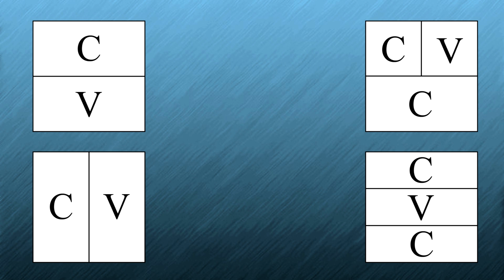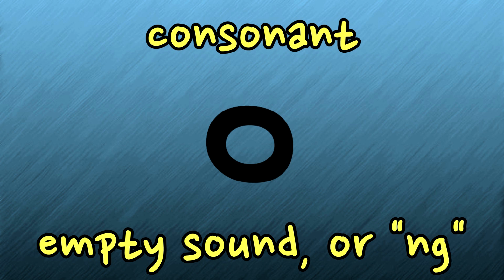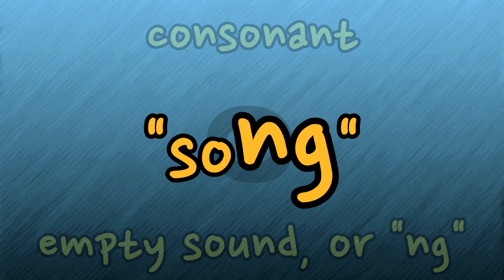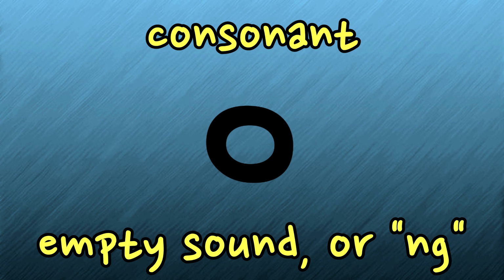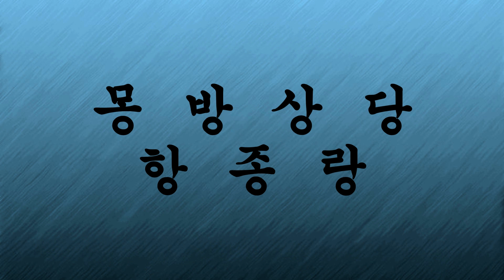Now let's go back to our new consonant and talk about its second usage. When this consonant is used at the end of a syllable, its sound is similar to ng in English, such as in the word song. Let's take a look at a few examples. Try reading them yourself first. You can pause the video here. Here are the answers. 몽, 방, 상, 당, 항, 종, 랑.